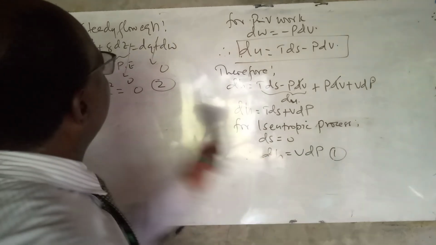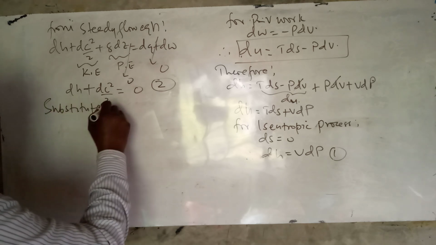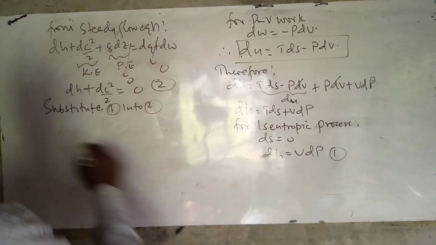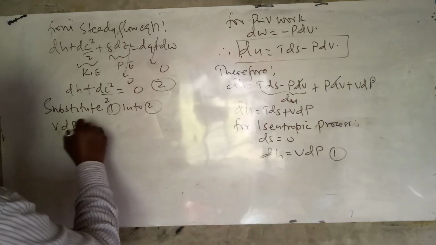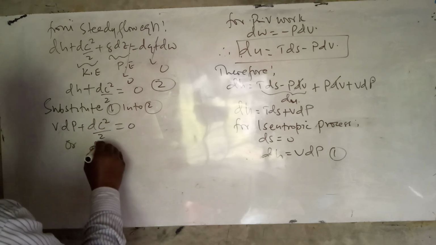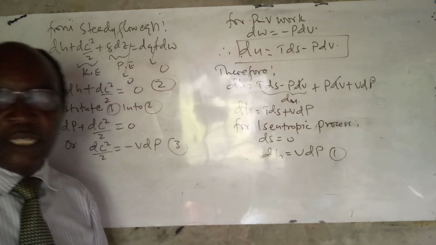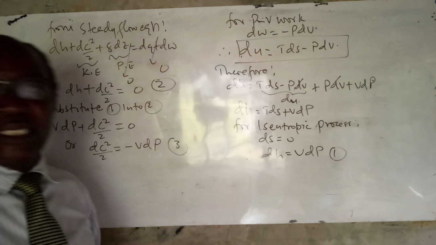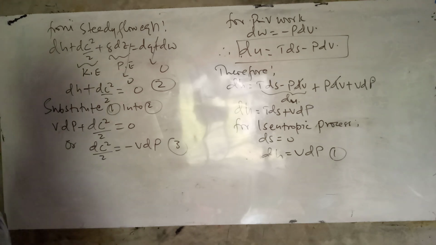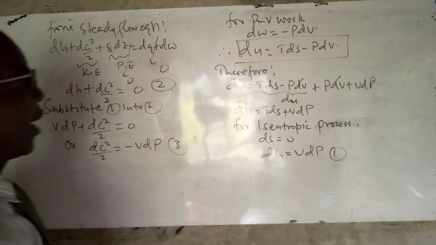So substituting expression 1 into expression 2, this simplifies to V dP plus d(c squared) over 2 is equal to 0, or we have d(c squared) over 2 is equal to minus V dP. Let's call that expression number 3. Very simple. Just working with thermodynamic state functions and invoking very simple calculus, and so we have that particular quantity there.